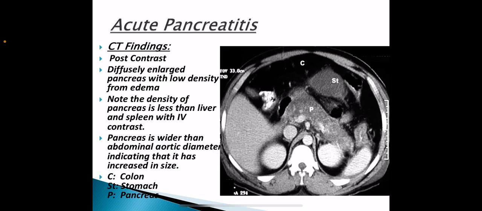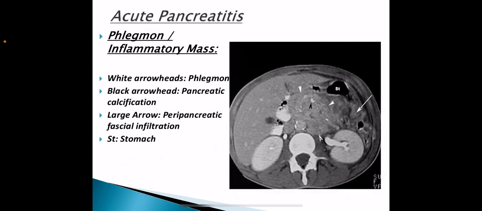CT findings of acute pancreatitis. Post contrast, diffusely enlarged pancreas with low density from edema. Note the density of the pancreas is less than liver and spleen with contrast. Pancreas is wider than the abdominal aortic diameter, indicating that it has increased in size. Colon, stomach, pancreas. Acute pancreatitis, phlegmon, inflammatory mass.